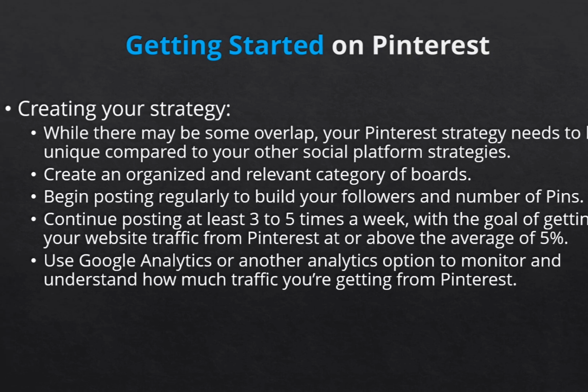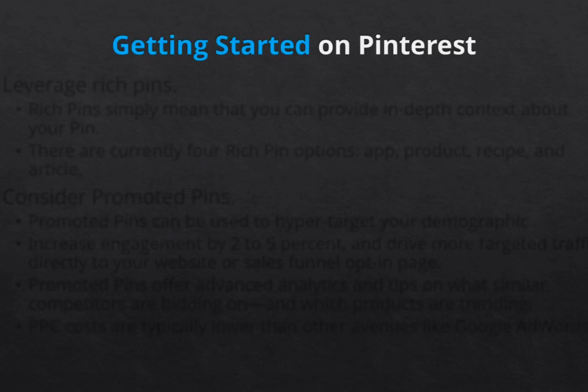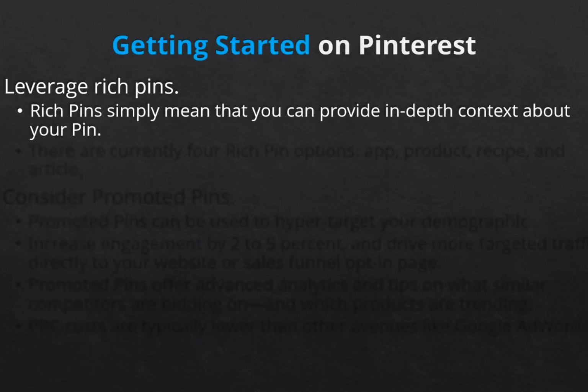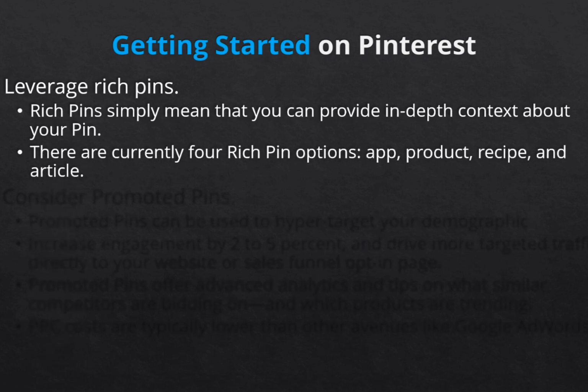Let's talk about setting up rich pins. Rich pins simply mean that you can provide in-depth context about your pin. There are currently 4 rich pin options: app, product, recipe and article. For example, a product-rich pin could automate the current price featured on your website and might let the customer know if the product is in stock.